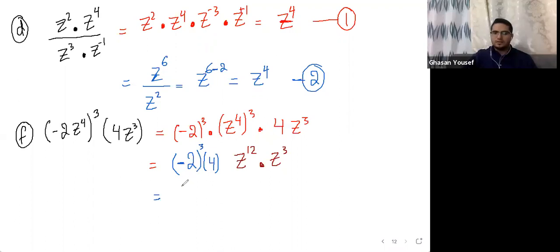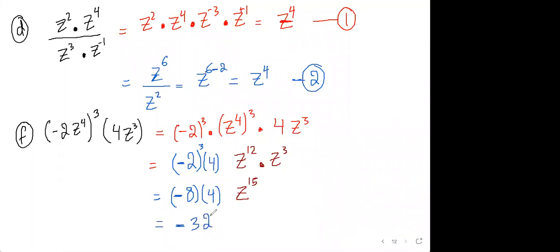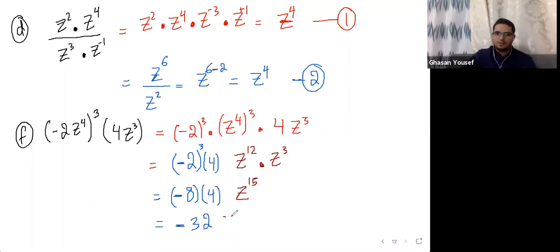What is negative 2 to the power 3? Negative 2 times negative 2 times negative 2, they give me negative 8. Negative 8 times 4, and the same thing here, z to the power 12 plus 3, 15. Now negative 8 times 4 is negative 32 times z to the 15. And this is the final answer. Thank you.